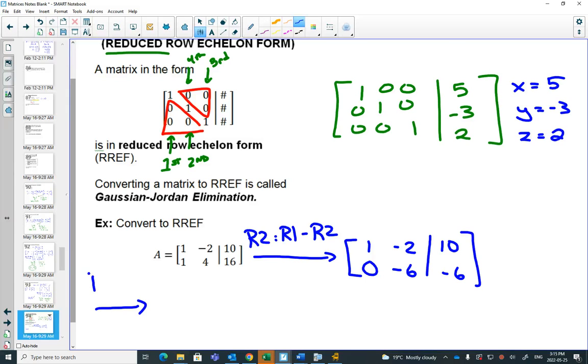So next, once I have this, it's really easy to get this to be a 1. I can change row 2 by taking row 2 and dividing it by -6. I haven't changed row 1: 1, -2, and 10. And now row 2 gets divided by -6. This gets divided by -6, it's just a 1. This gets divided by -6, it's also a 1.